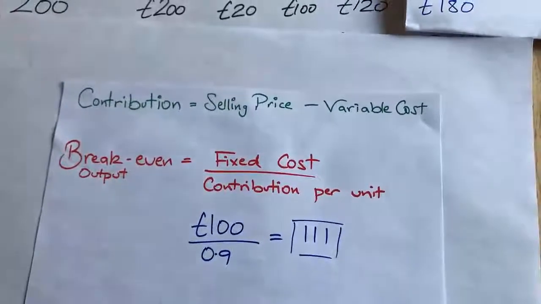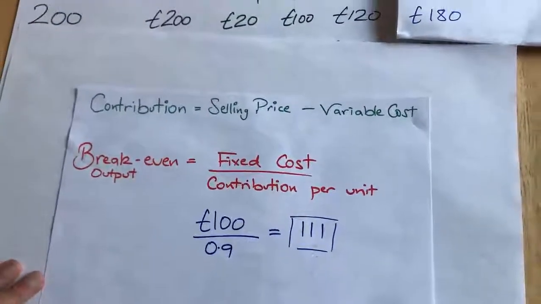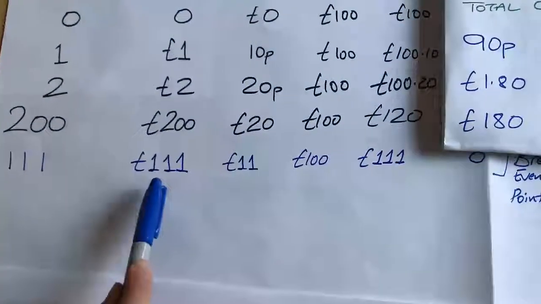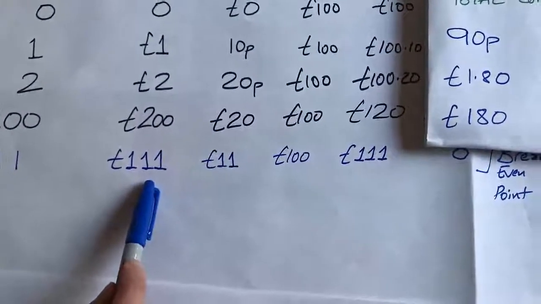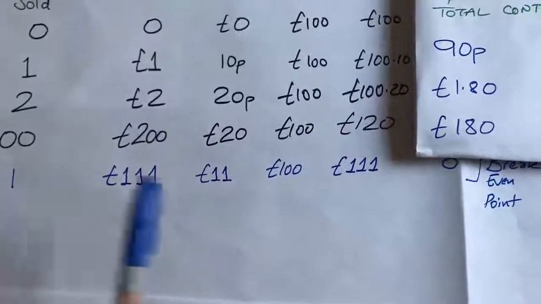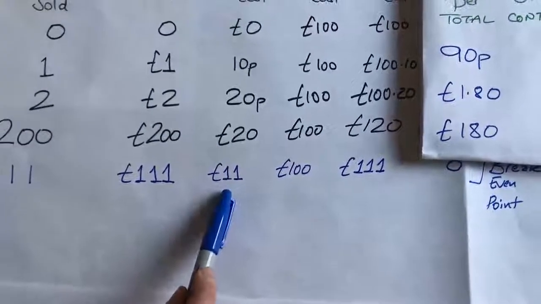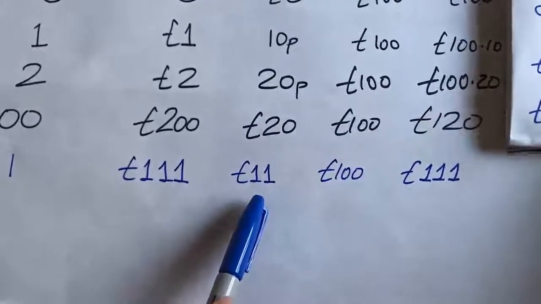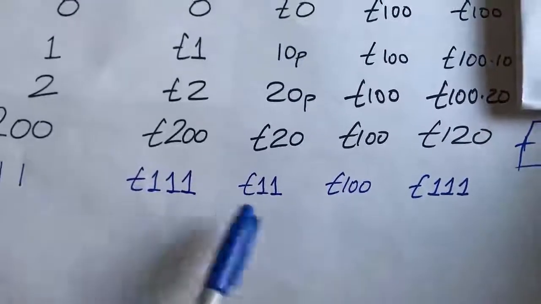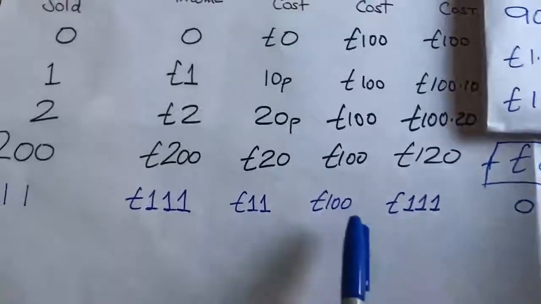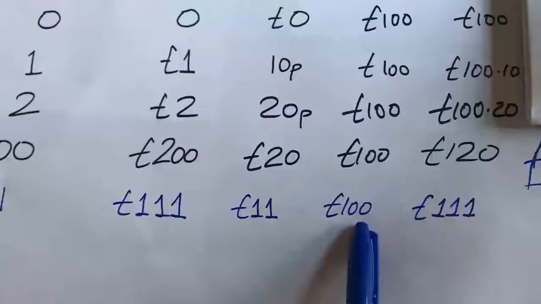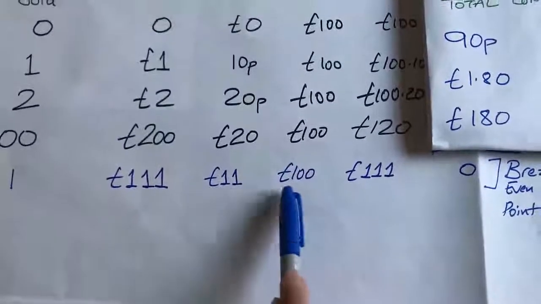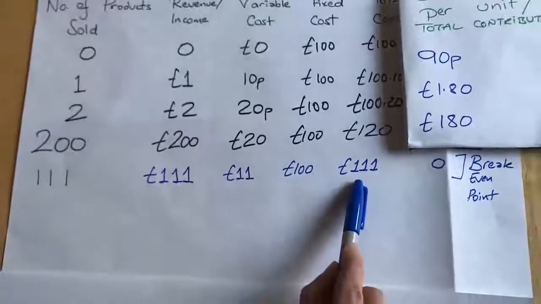So let's now test to make sure that is correct indeed. If we were to make 111 units, we would get £111 from the customer because each unit sells for £1. Our variable cost would be £11 because it's 10 pence to make one unit, so 10 pence times 111 units gives us £11. Fixed cost remains the same at £100, and our total cost would be £11 plus £100, which means it's £111.